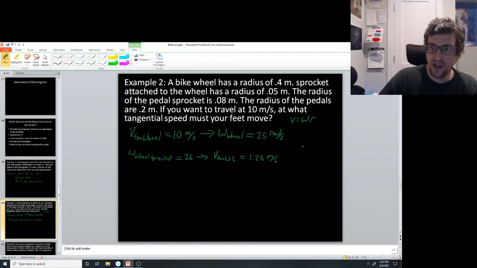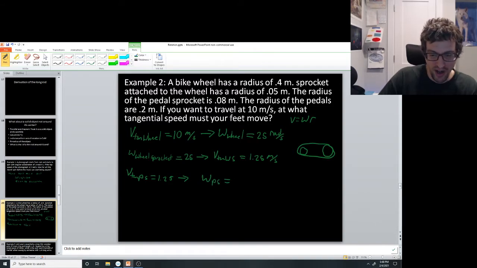Now, how does that help us? Well, remember that if you're looking at a bike, we've got the back sprocket and the pedal sprocket, and they're attached by a chain. And so that chain is moving at the same speed everywhere along it. So the tangential speed of the wheel sprocket is the same as the tangential speed of the pedal sprocket. That's 1.25. And from there, we can get the omega of the pedal sprocket, which is 1.25 divided by the 0.08, 15.63.